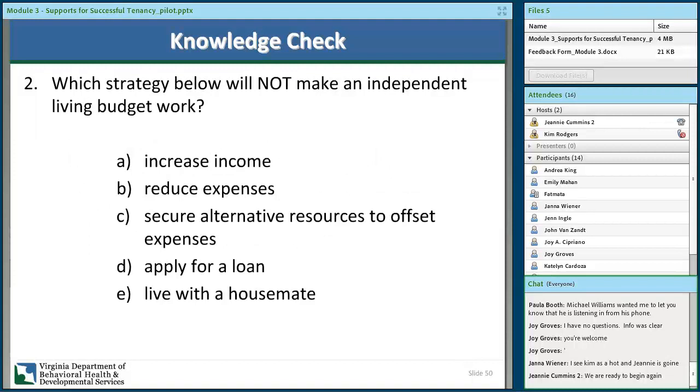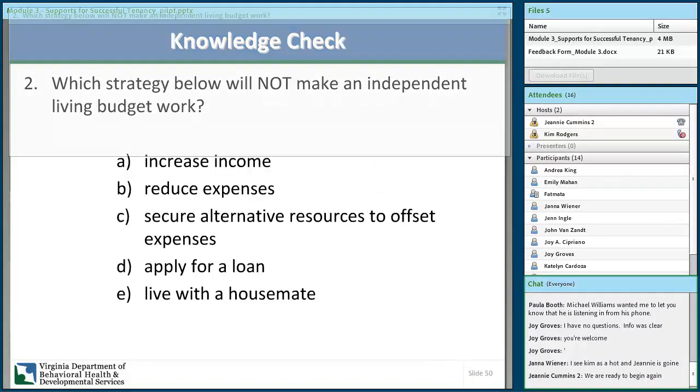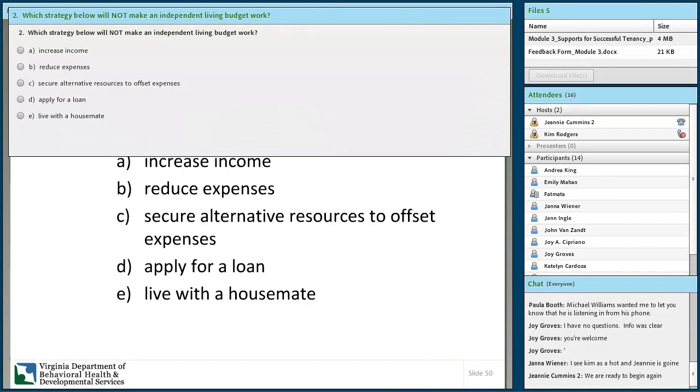Now let's look at question 2. Which strategy below will not make an independent living budget work? A, increasing income. B, reducing expenses. C, securing alternative resources to offset expenses. D, applying for a loan. Or E, living with a housemate.